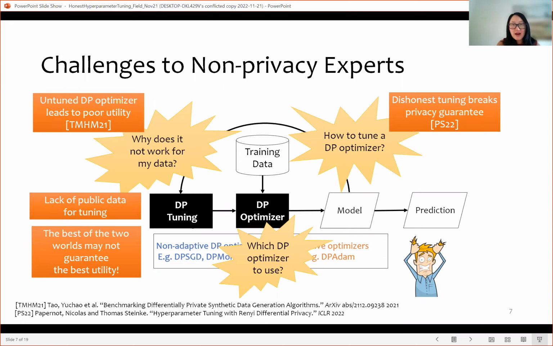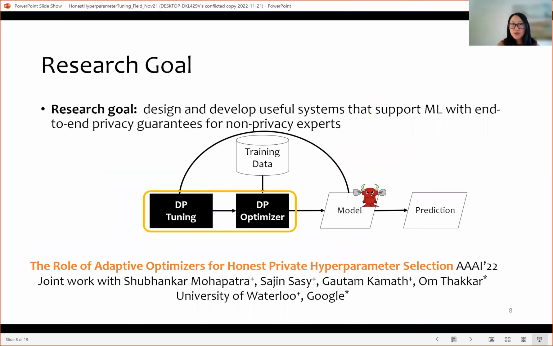So that's something really interesting we figured out in our research work. And hence, our research goal is really to design and develop a usable system that can support machine learning processes that achieve end-to-end privacy guarantees for non-privacy experts. In this way, they don't have to know exactly, or we can help them choose the best algorithm on their behalf, so that they don't have to look at the literature and figure out what works best. In particular, the solutions that work for each component or each step of their machine learning pipeline might not be the best choice for the entire pipeline.